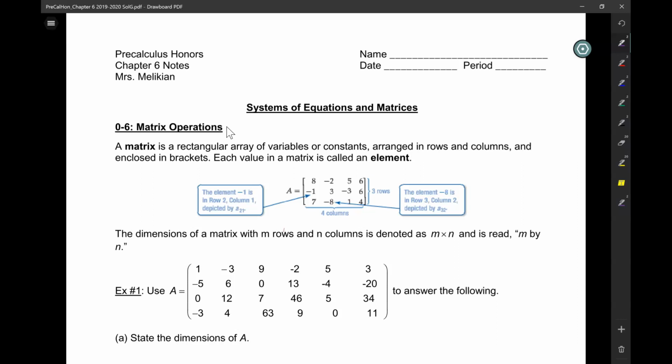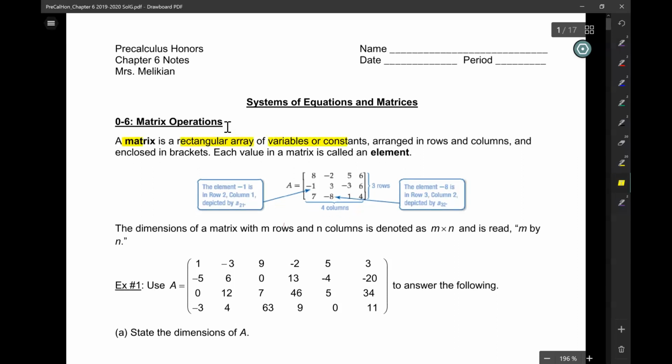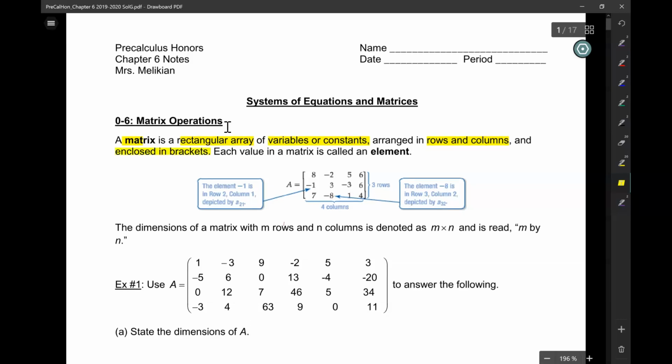A matrix is a rectangular array of variables and constants arranged in rows and columns, because that's what math people do. We don't just throw numbers everywhere. We have to arrange them in proper rows, proper columns, right? I mean, you see the big deal I make about the desks here, right? And matrices are enclosed in brackets, okay? The way that works is you've got a square bracket like this, and the matrix goes inside.